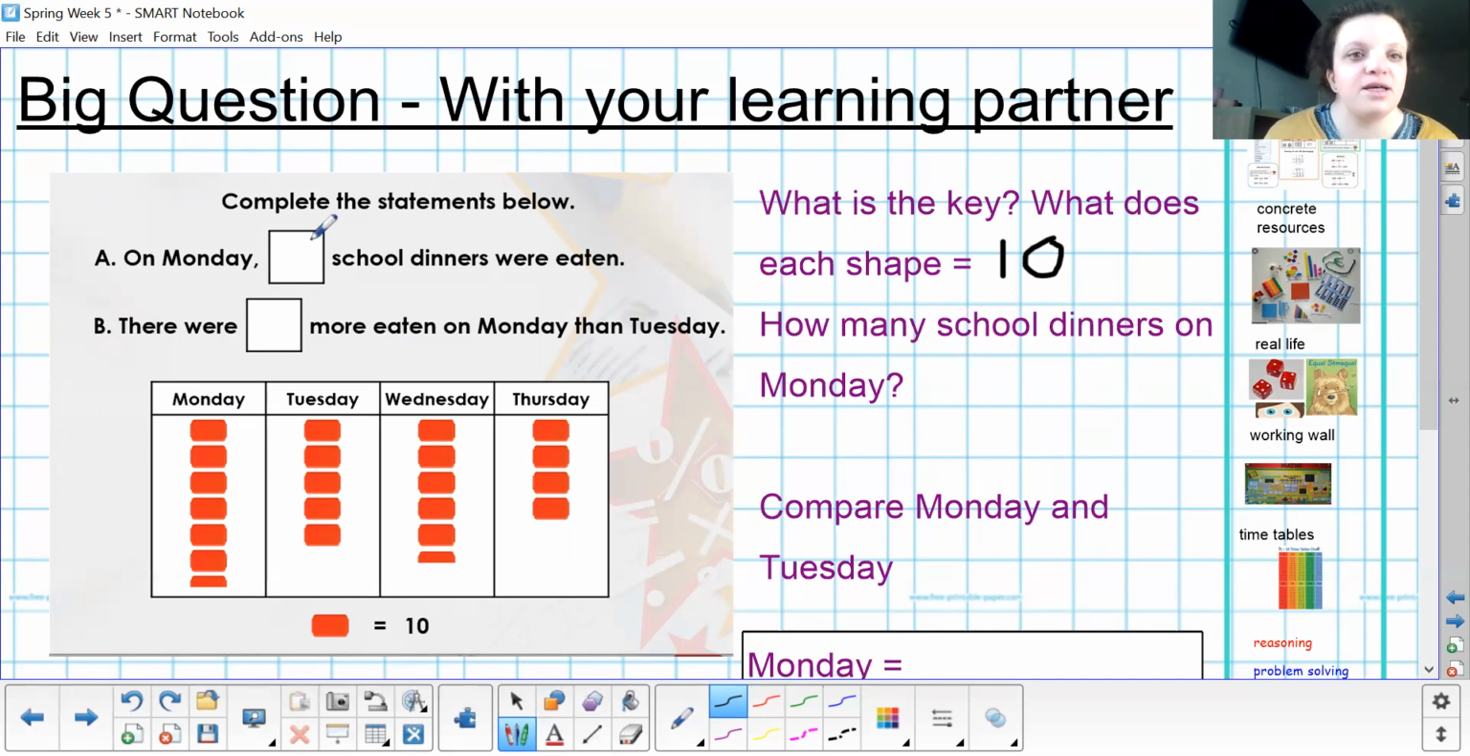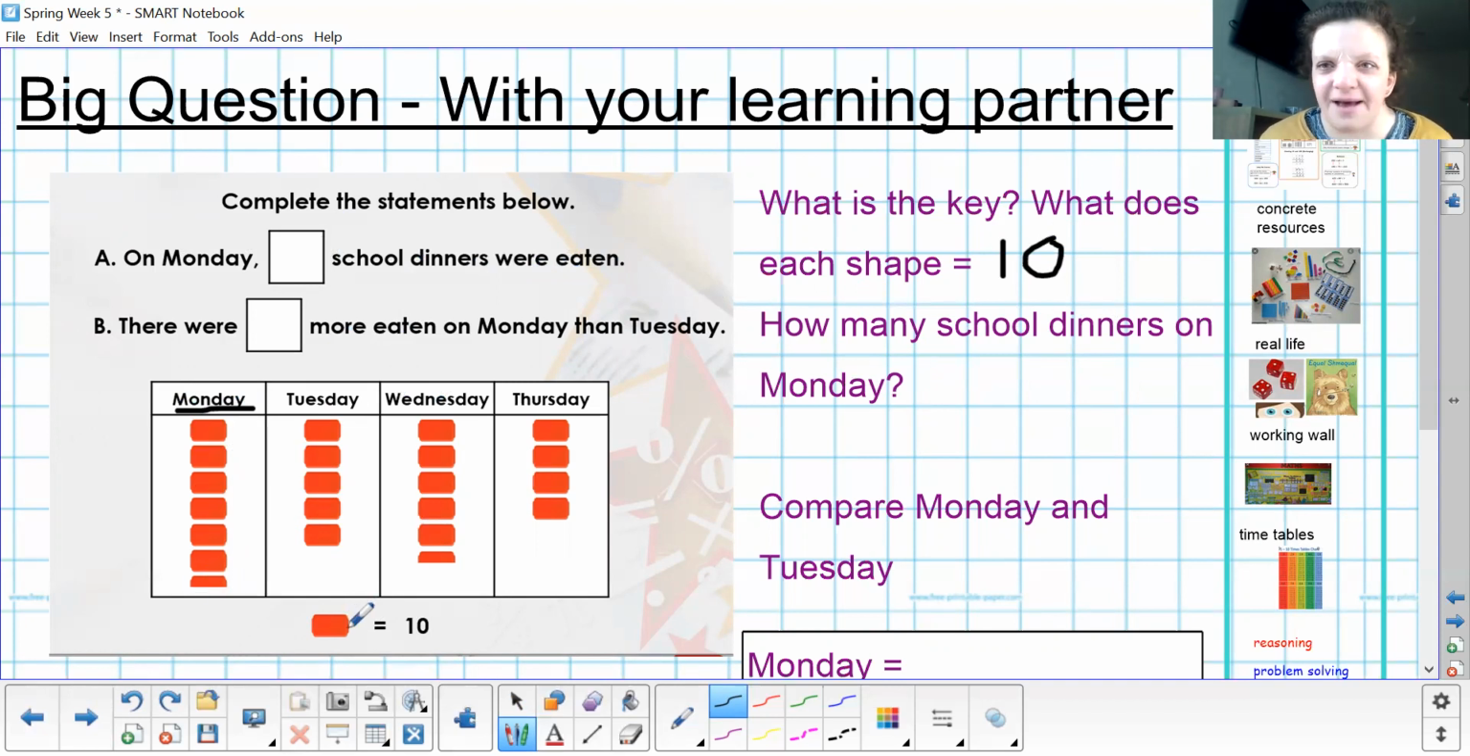So on Monday, something school dinners were eaten. So how many school dinners were eaten on Monday? So we're going to go to Monday. Here's Monday. I'm going to underline it. And then we're going to count each of these shapes in 10. Let's go. 10, 20, 30, 40, 50, 60. So I've got 60. And then I've got an extra half.